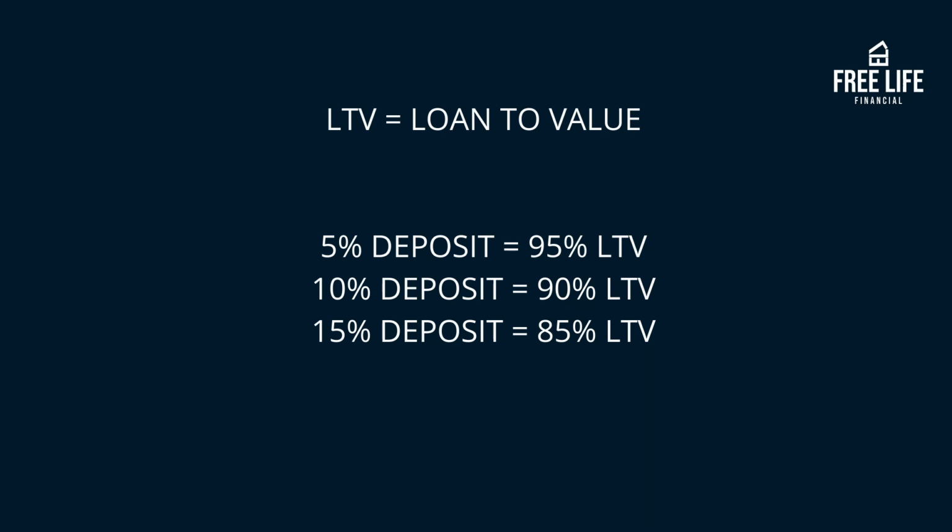I'm saying a 5% deposit, 10% deposit, 15% deposit, 95% loan to value, 90% loan to value, 85% loan to value. And there is a reason for this. We know that we can sometimes qualify for lower interest rates if we can put down a bigger deposit, but that is generally based on multiples of 5.